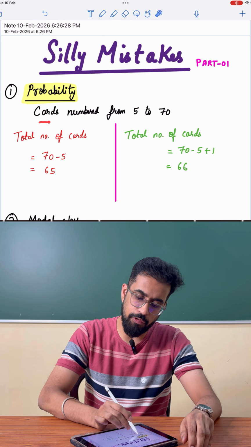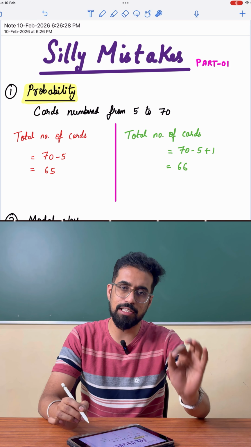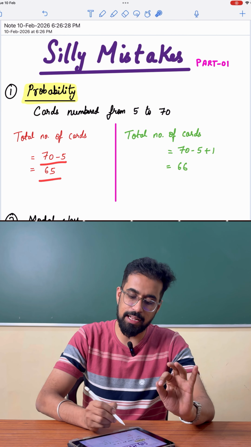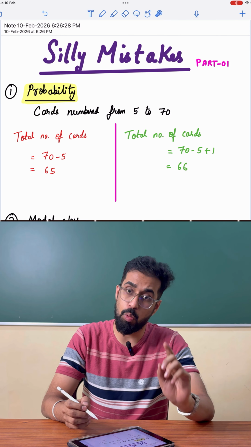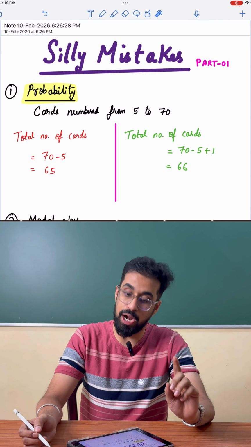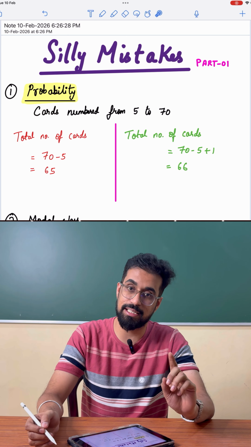Whenever you're asked to find the number of cards, when the cards are numbered from 5 to 70, usually we subtract and write the answer, 70 minus 5, 65. What we need to do is initially subtract and then add 1 to get the number of cards as 66.